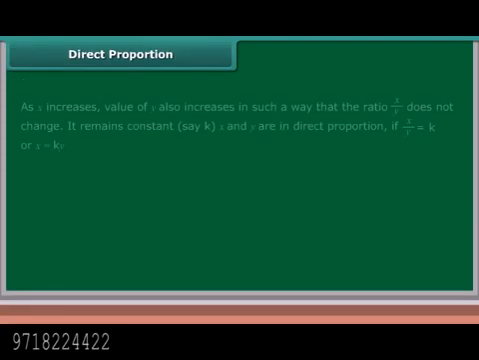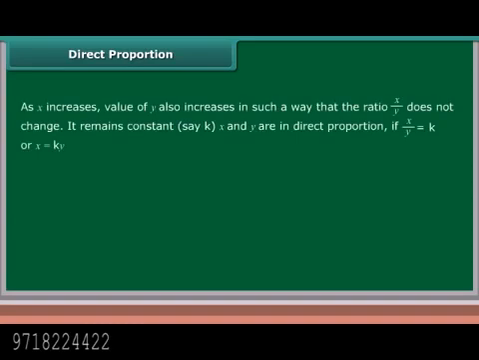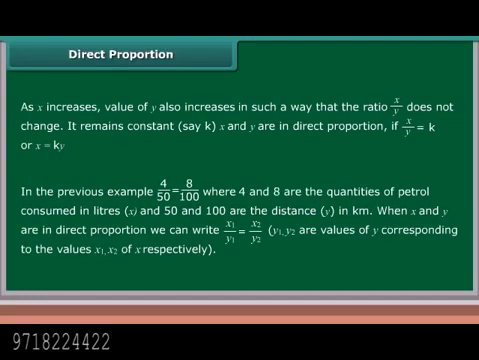Direct proportion. As X increases, the value of Y also increases in such a way that the ratio X upon Y does not change. It remains constant, say K. X and Y are in direct proportion if X upon Y is equal to K, or X is equal to KY. In the previous example, 4 upon 50 is equal to 8 upon 100, where 4 and 8 are the quantities of petrol consumed in liters, X, and 50 and 100 are the distance Y in kilometers. When X and Y are in direct proportion, we can write X1 upon Y1 is equal to X2 upon Y2, where Y1, Y2 are values of Y corresponding to the values X1, X2 of X respectively.